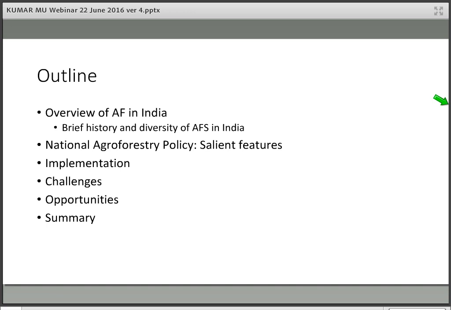of the agroforestry systems in India, agroforestry practices in India, particularly focusing on certain historical aspects as well as diversity of agroforestry systems in India. Then I'll be briefly describing the salient attributes of the National Agroforestry Policy. How is it being implemented? What are the challenges and opportunities associated with this particular policy? And then, of course, I will conclude with a summary.